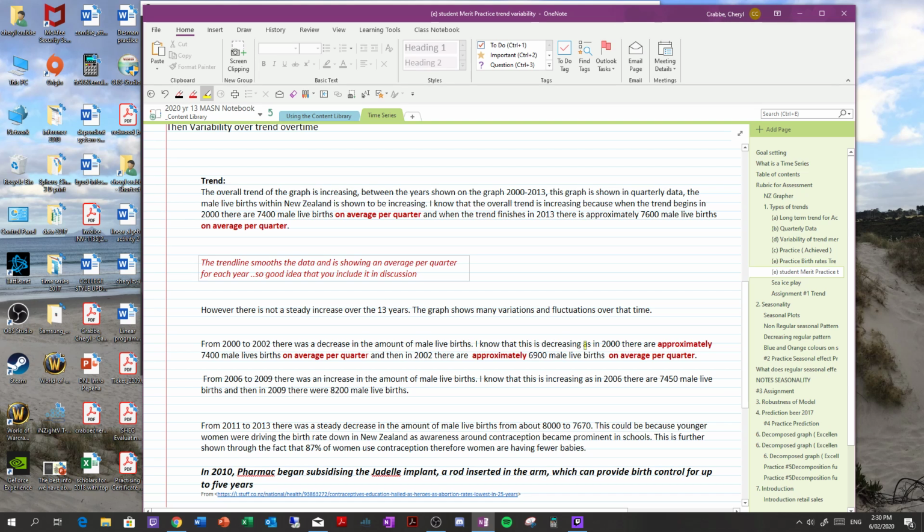I know this is decreasing, as in 2000, approximately 7,400 male live births on average per quarter. There's that value. And then 2002, there was approximately 6,900 male live births on average per quarter. Now, if you don't say this every single time, it's okay, as long as you've mentioned it somewhere in your write-up so that you show that you know and understand the units.